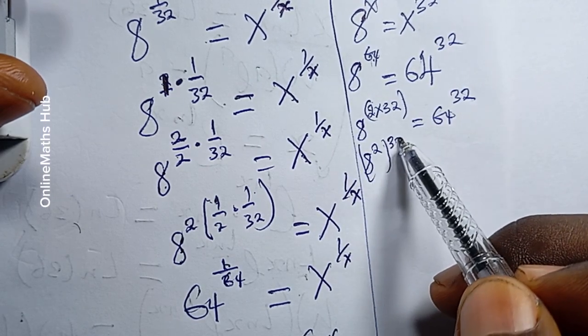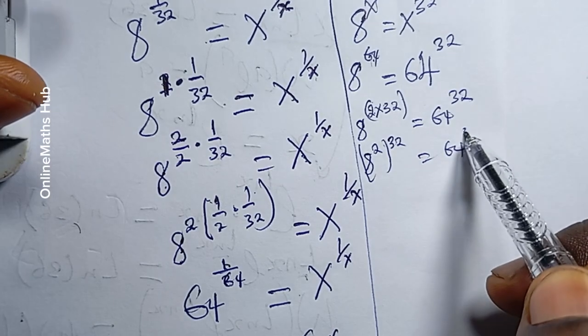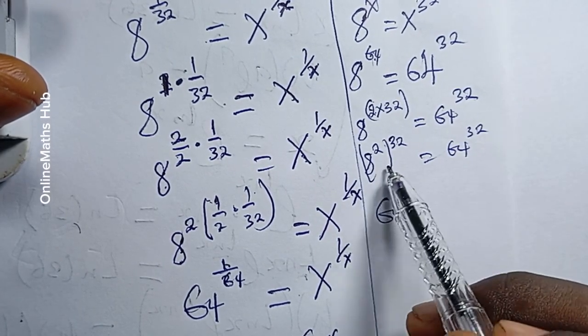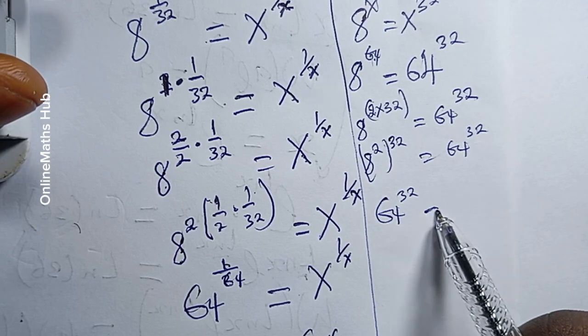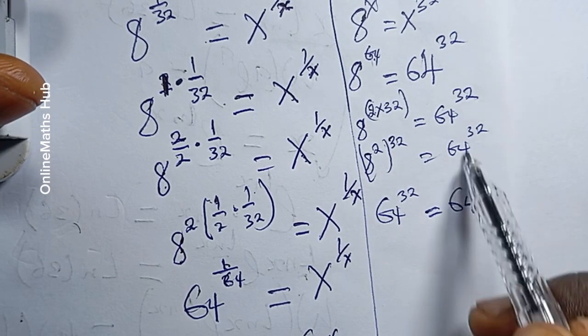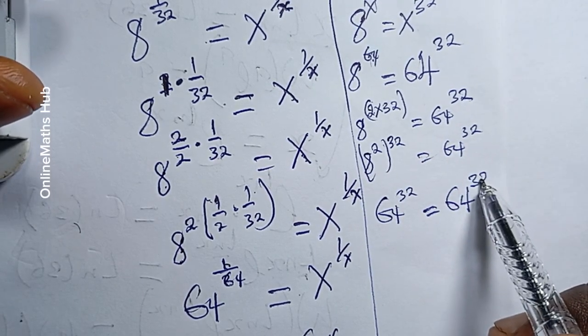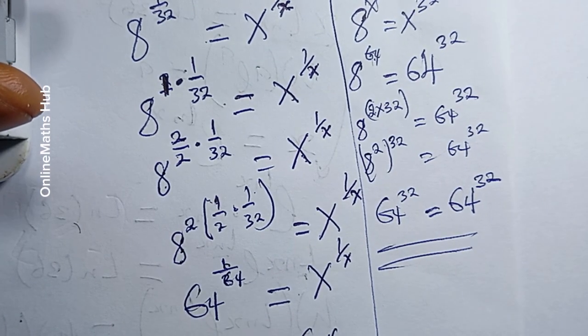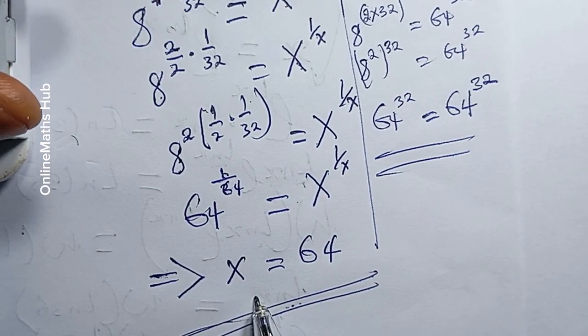and then of course power 32 is equal to 64 power 32, and obviously you can see that 64 power 32 here, which is on the left hand side, will be equal to what is on the right side. So you can see clearly that x equal to 64 does satisfy the problem we are solving.